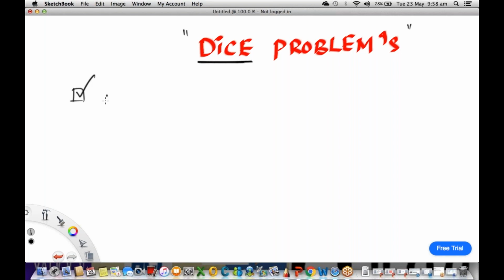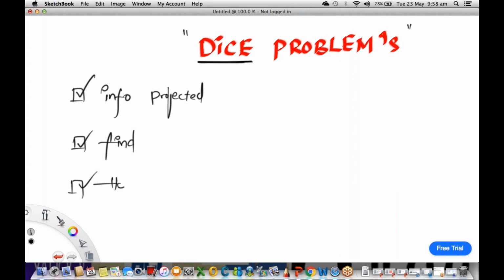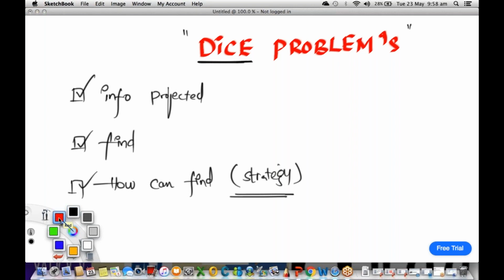In dice problems, what is the given data, how is the information projected, and at the same time what do you need to find out, and how can we find it out? These are the 3 points: what strategy we can use to find it out. If you understand these 3 points, you will be able to solve the questions which are based on dice.